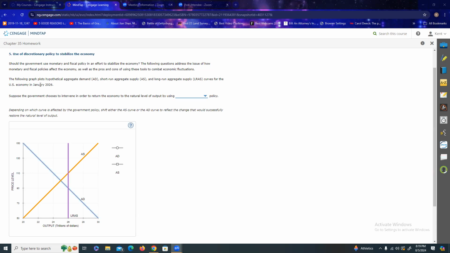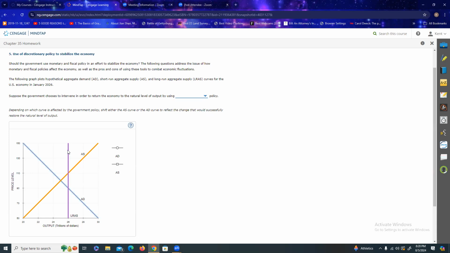The following graph plots hypothetical aggregate demand, short-run aggregate supply, and long-run aggregate supply curves for the U.S. economy in January 2026. Suppose the government chooses to intervene in order to return this economy to the natural level of output by using, let's see what the choices are, an expansionary or a contractionary policy.